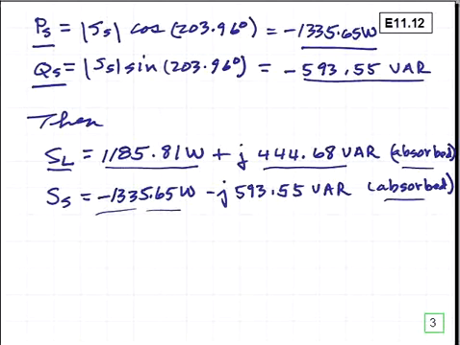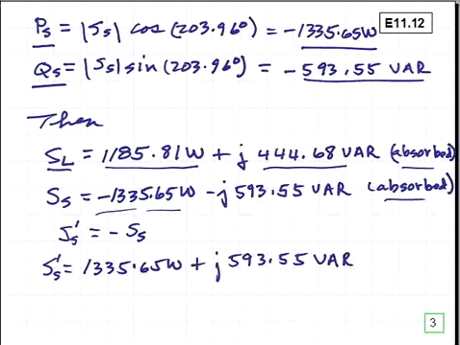Now we can take the power at the source end and define an S sub S primed equal to the negative of the complex power, which would be the supplied power. S sub S primed would equal 1335.65 watts plus j593.55 for the complex part, VARs, and those would be supplied powers that the source supplies.